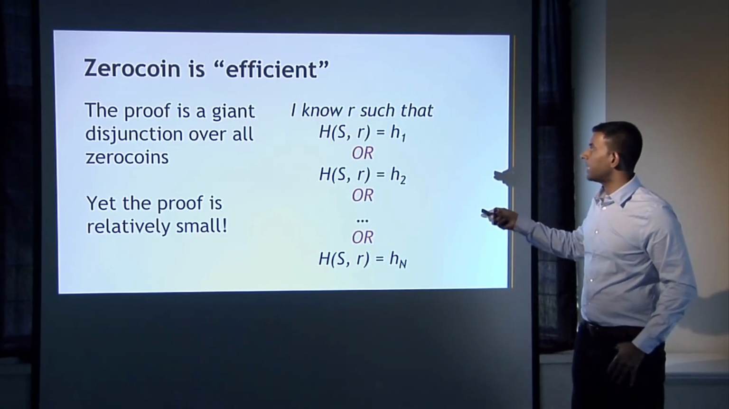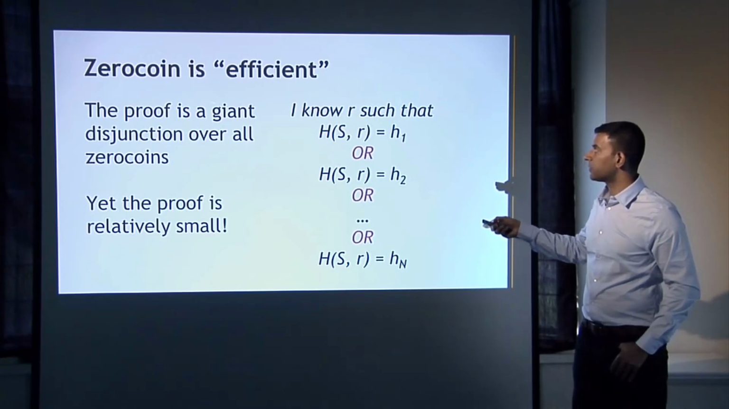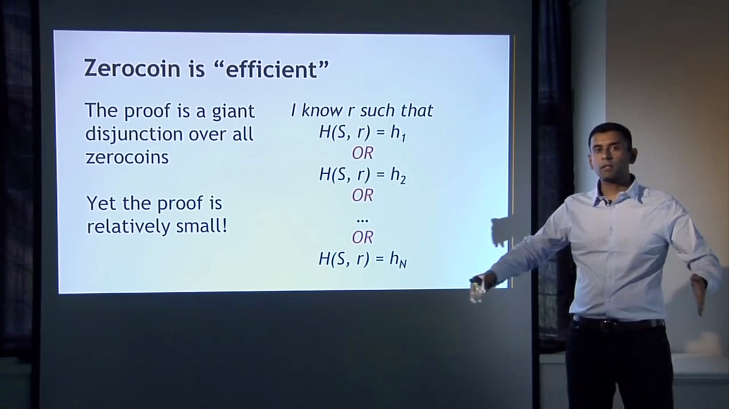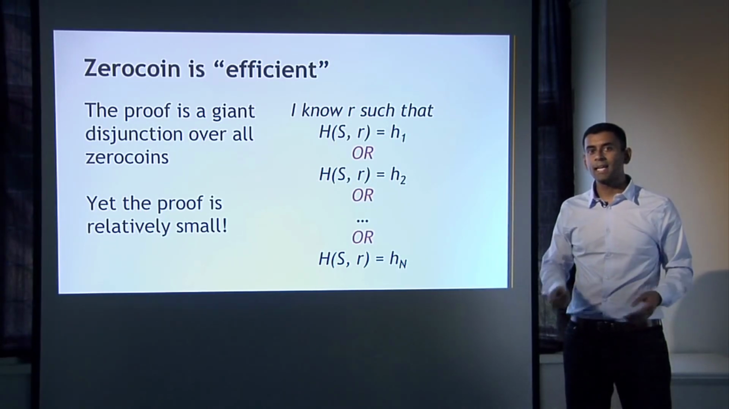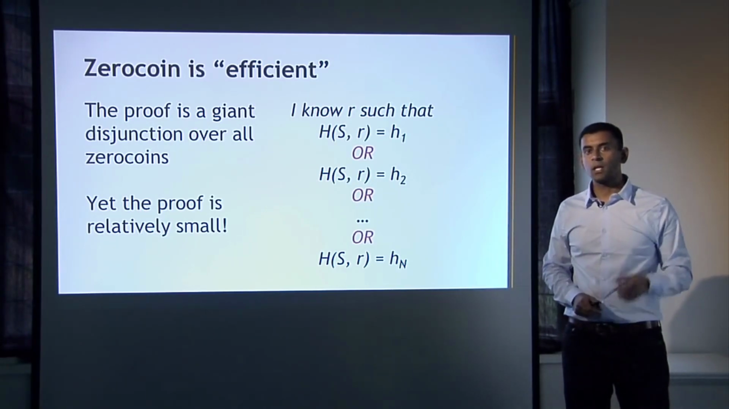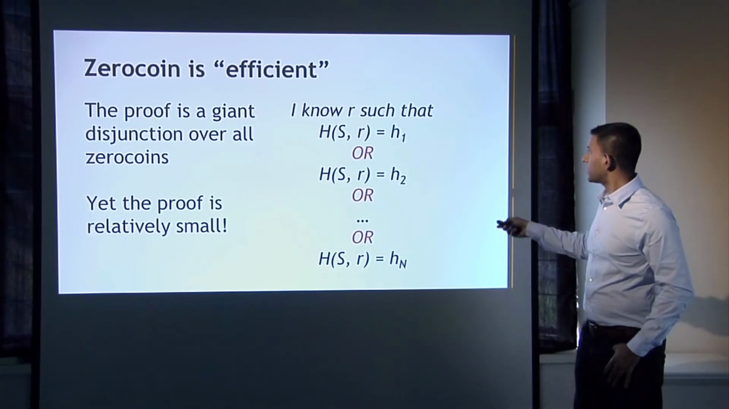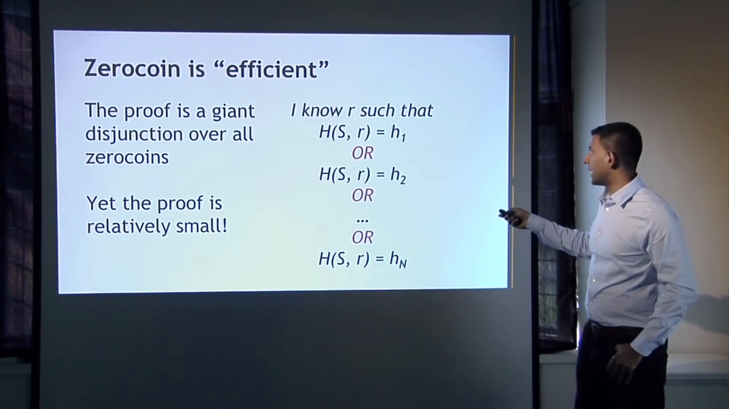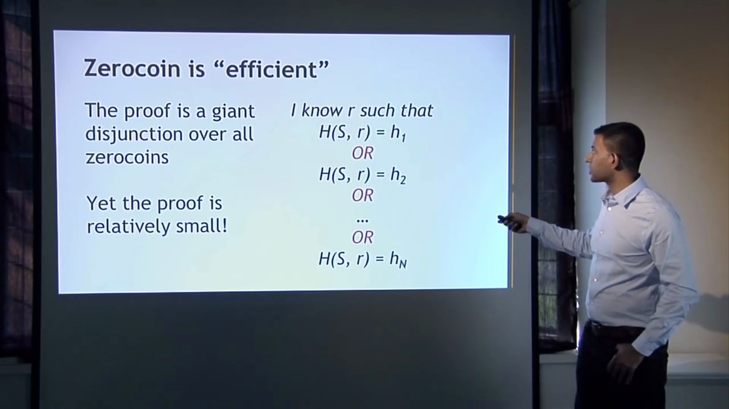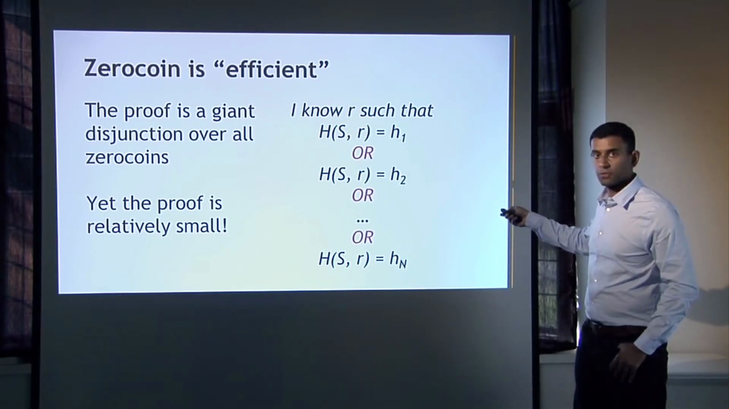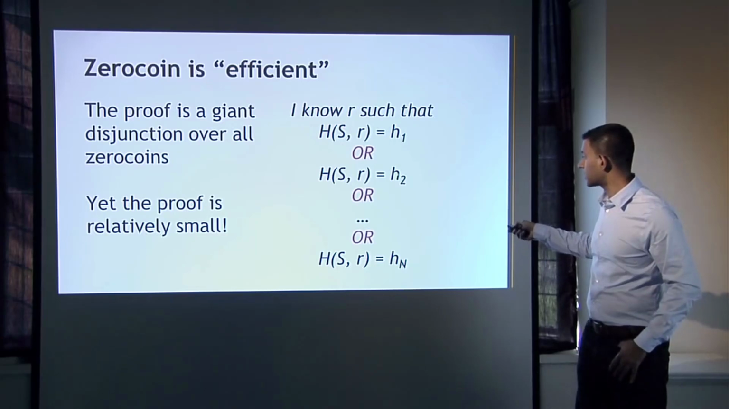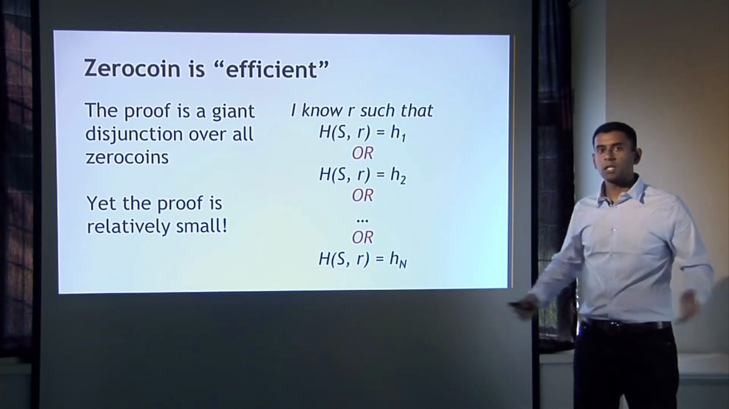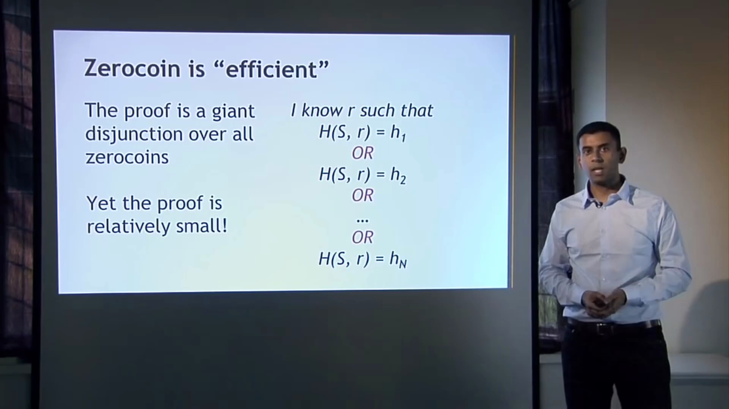So exactly what I mean by efficient, the reason it's efficient is that it manages to avoid being linear in the number of 0 coins on the chain, even though that is what you would expect. Why is that what you would expect? Think about the statement that the spender is proving here. I know a random number R such that either the hash of the serial number with R corresponds to the first commitment, or the first hash, or the second commitment, or any one of these giant number of commitments that reside on the blockchain. Right?